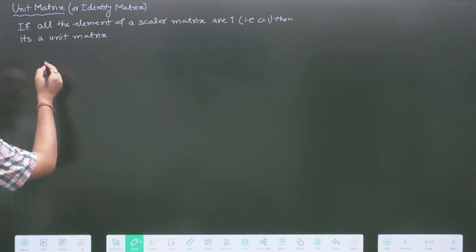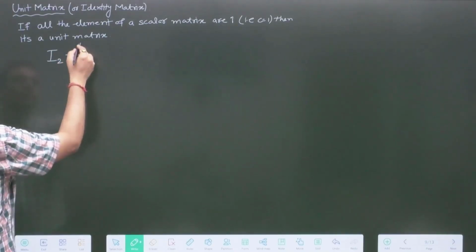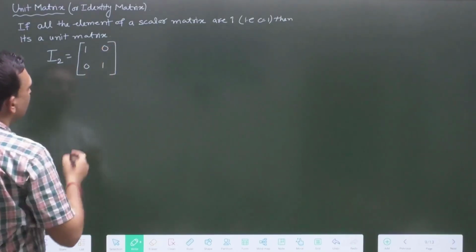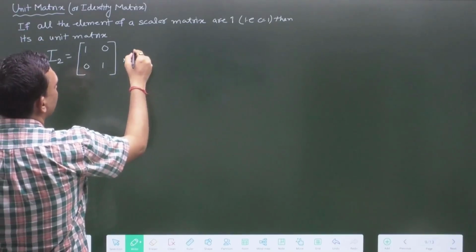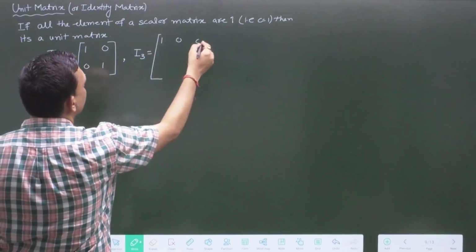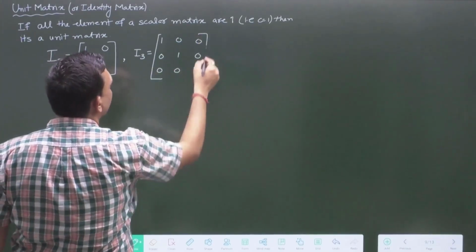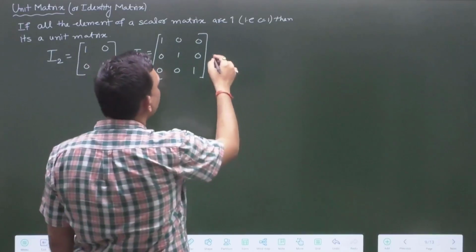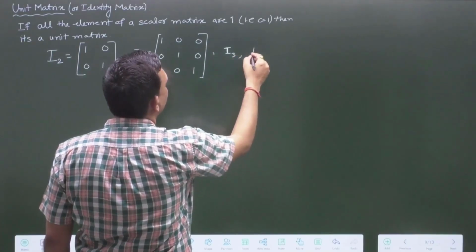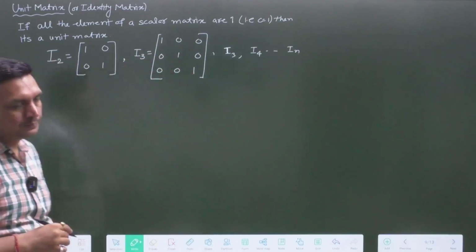So identity matrices are of different sizes. A 2 cross 2 I will represent by I2: 1 0 0 1. This is the 2 cross 2 identity matrix. If you have a 3 cross 3 identity matrix, that will be given by 1 0 0, 0 1 0, and 0 0 1, and so on. You can define I3, I4, In, the n cross n identity matrix.